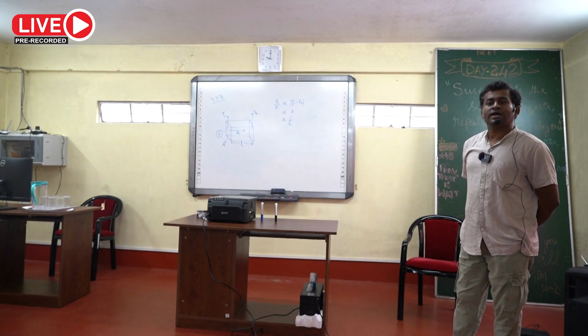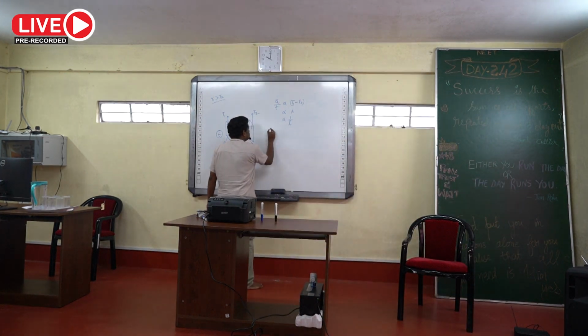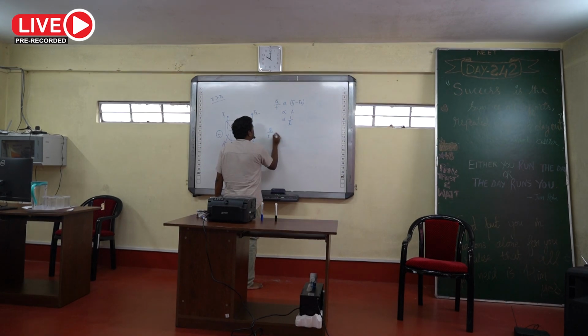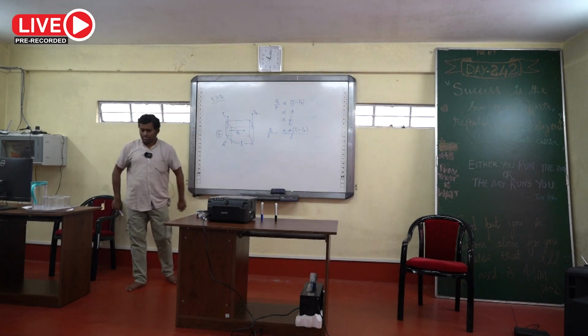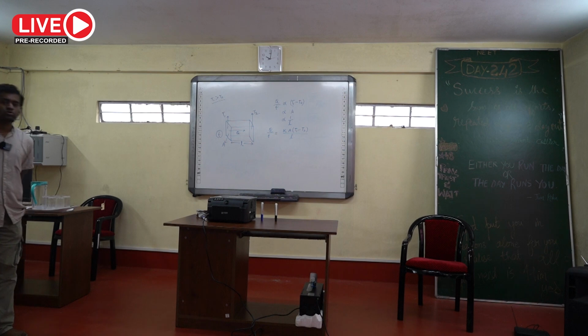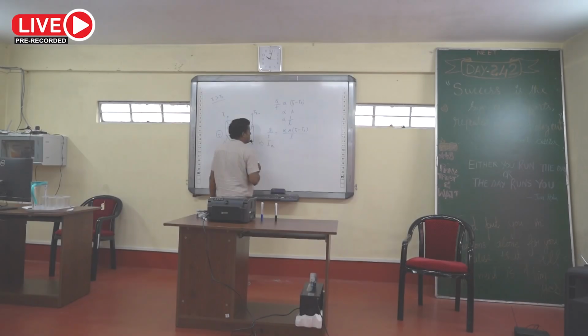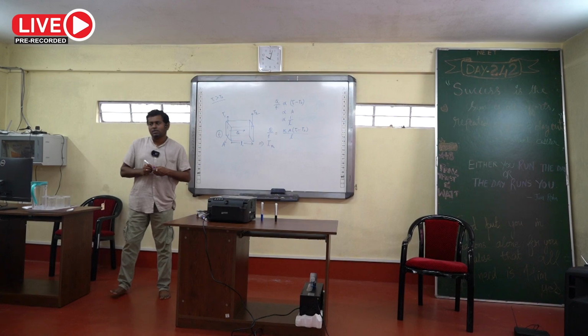Okay, then we can define a constant K and write this as Q by t equal to K A (T1 minus T2) divided by L. Q by t equal to K A (T1 minus T2) divided by L. Okay, this constant K is called the thermal conductivity.